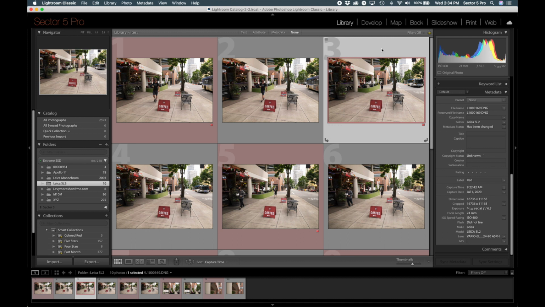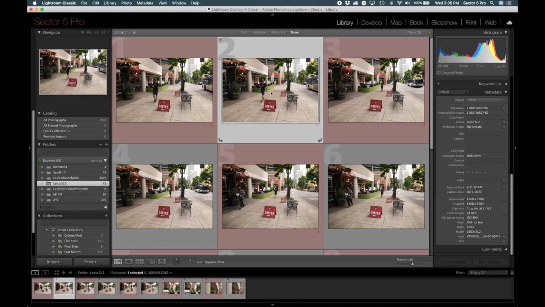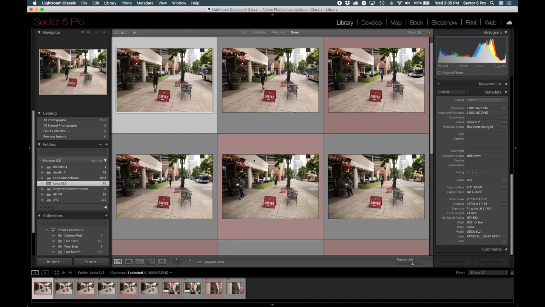The ones in red are the ones that are in full resolution, 16,736 by 11,168, the 187 megabyte images. So the normal one is what it is, it's the 47 megapixel, but these ones were the interesting ones.